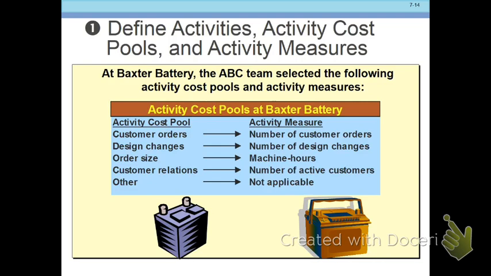So now notice what they've created. They've created, in this case, 5 activity pools. Let's start at the top: customer orders, which is the number of customer orders. How often do you place an order? Because keep in mind, each order has to be processed.